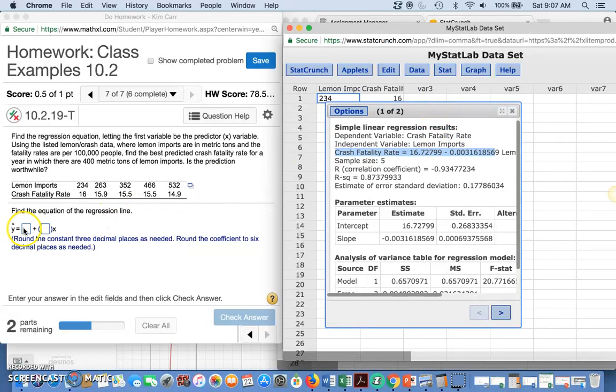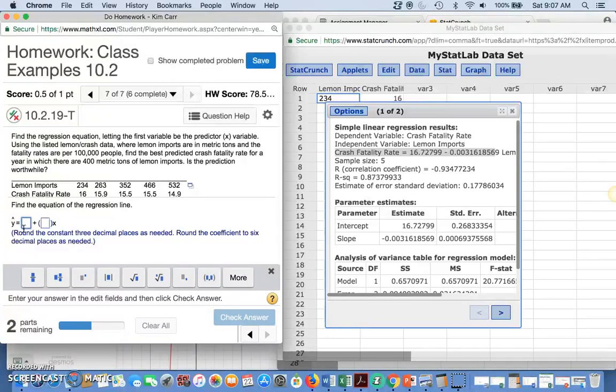All right. It says the constant is to 3 decimal places, so that would be 16.728. And then it says round the coefficient to 6. So notice there's a subtraction symbol here, so make it a negative 0.00316, and that would be a 2. 1, 2, 3. Okay, the 8 rounds the 1 to a 2.